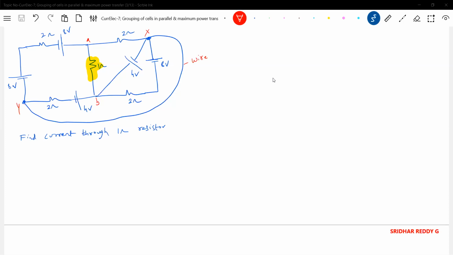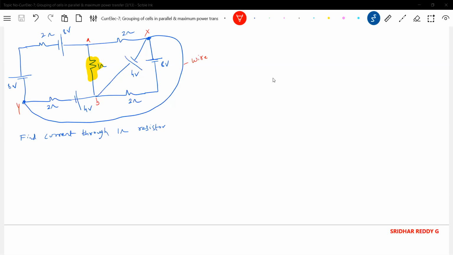If you can recollect, I often use the word redrawing the circuit, the circuit which is appearing like this. If you can convert it into some other shape, the problem becomes very, very simple. Or else, how many loops are there? 1, 2, 3, 4. 4 loops are there.